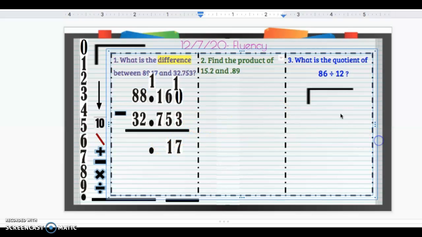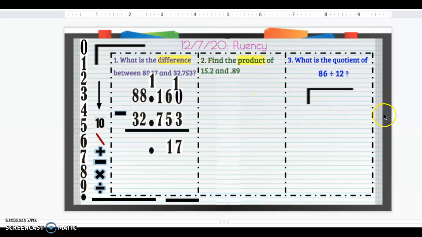All right, so let's move on to finding the product. Okay, product we've been working with for a while now. So product means that we have to multiply. So when we multiply, we first write out the problem as if there's no decimals. So 1, 5, 2 times, and line up our digits, 8, 9, and then we can begin to multiply.